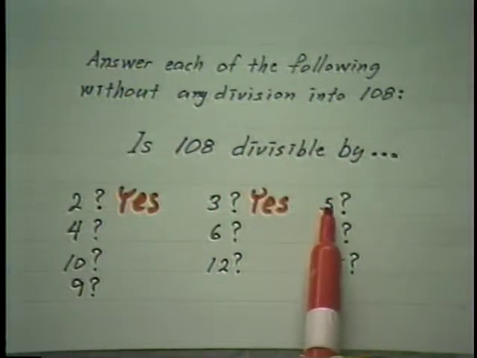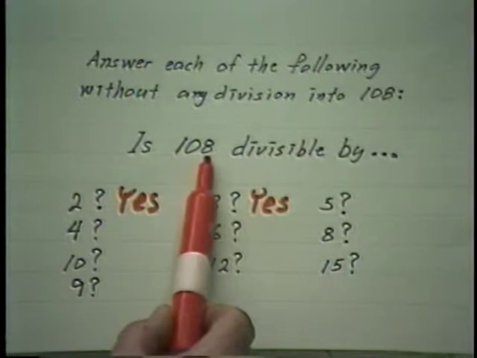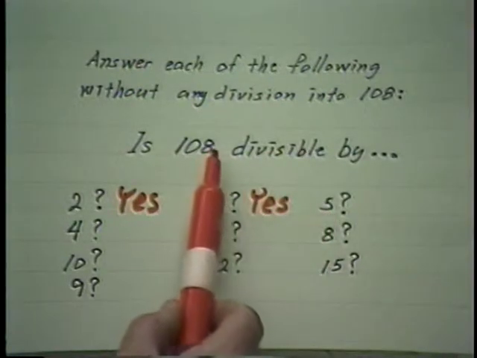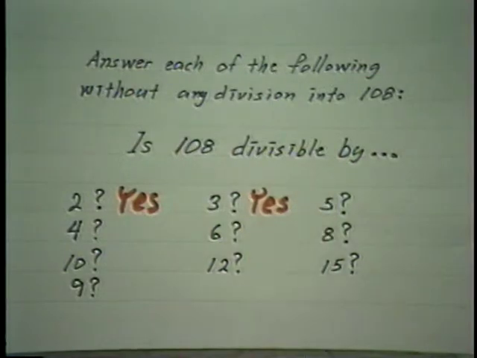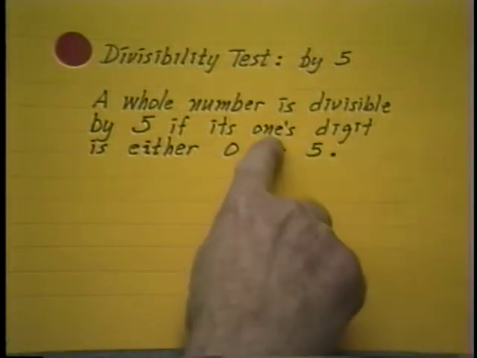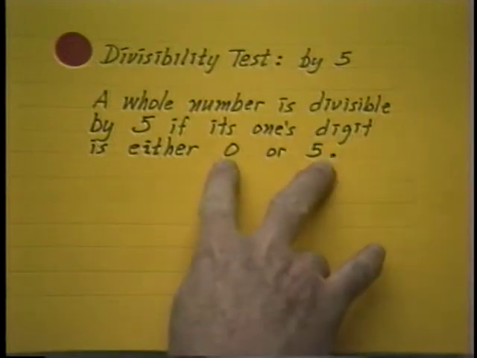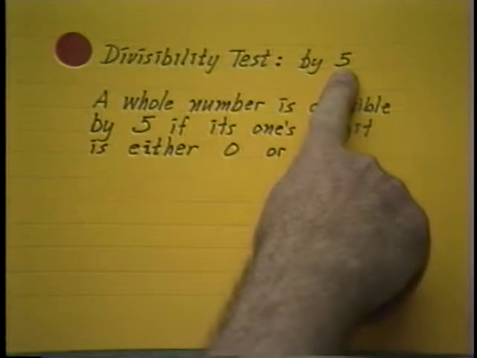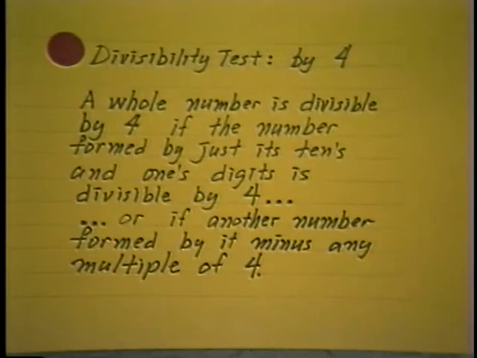Now how about 5? Most people know that one as well. If the ones digit is 0 or 5, it is divisible by 5. It isn't, so the answer to this is no. So let's formally add that to our list of divisibility tests. The ones digit is either 0 or 5. If the answer is yes, then yes, the number is divisible by 5.